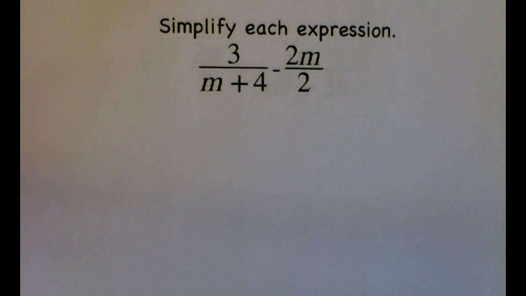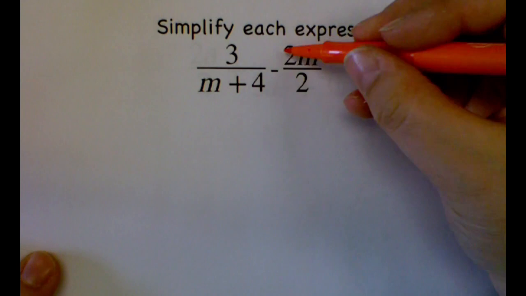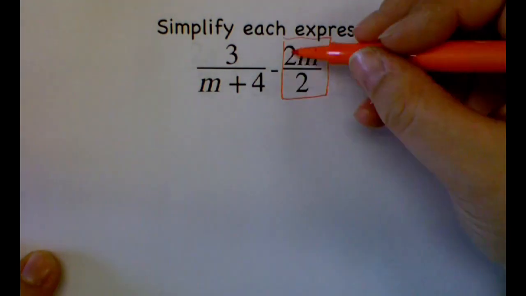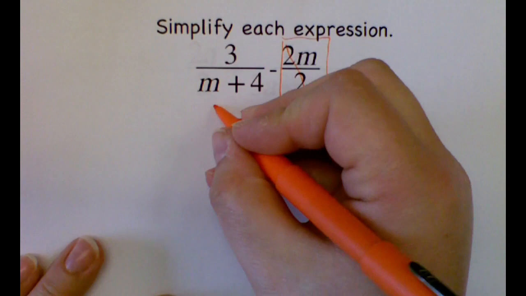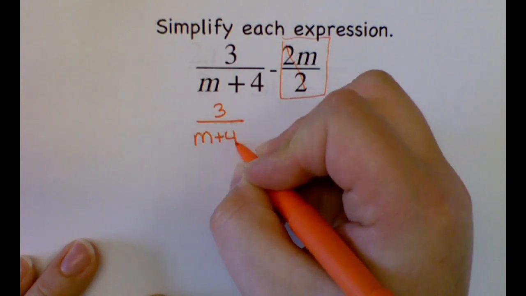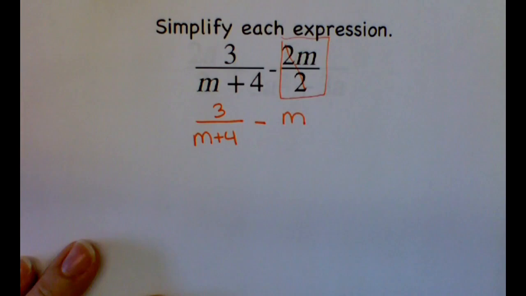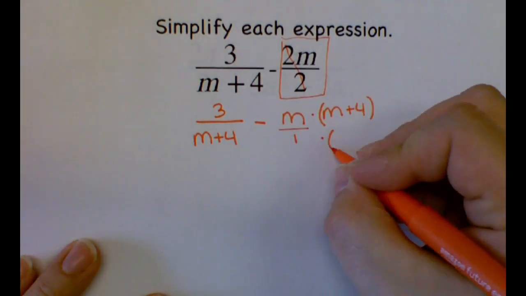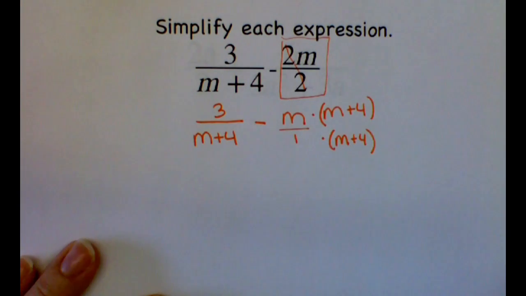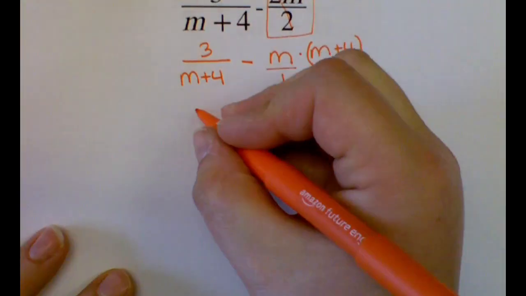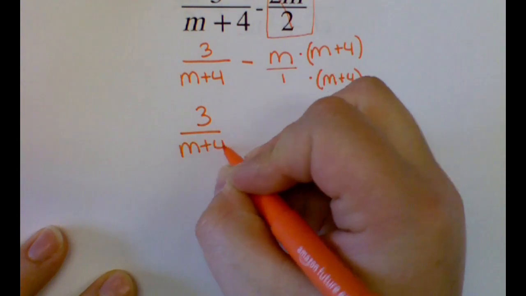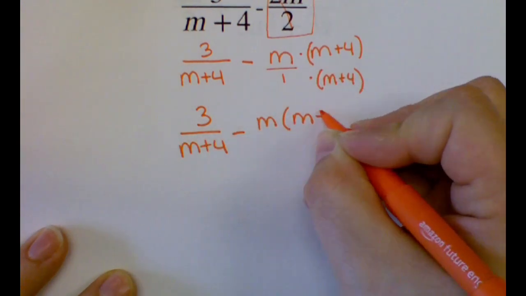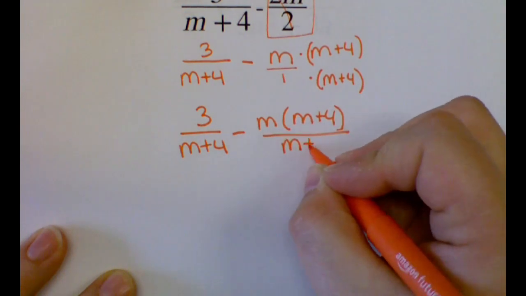All right, for this next one, we're going to get a common denominator. I actually noticed that this fraction right here, the 2's can cancel. So I have 3 over m plus 4 minus m. It's secretly over 1. So I really just have to multiply this second fraction by m plus 4, and then I'll have my common denominator. So I have 3 over m plus 4 minus m times m plus 4 over m plus 4.